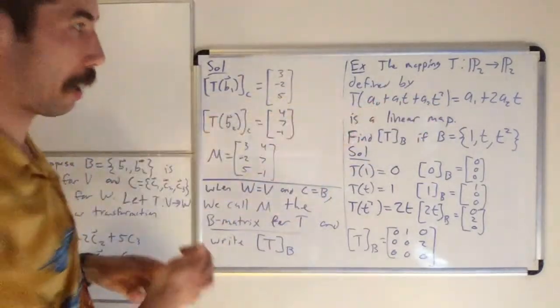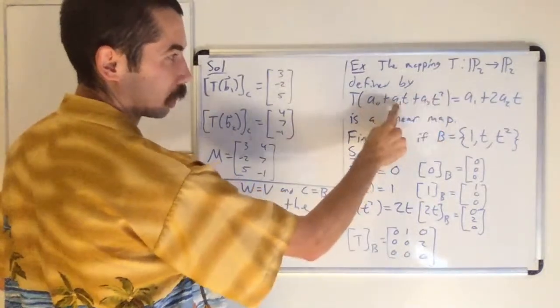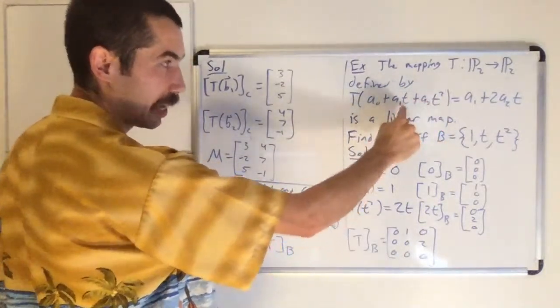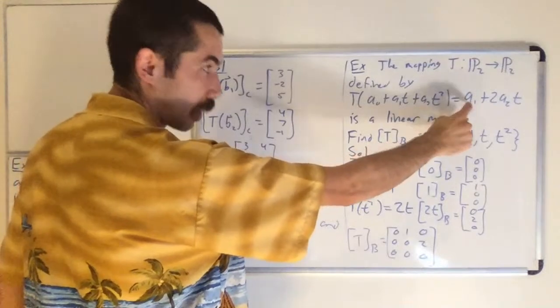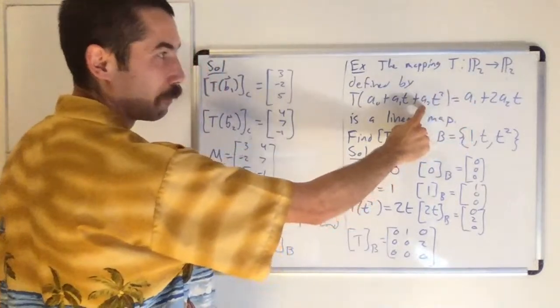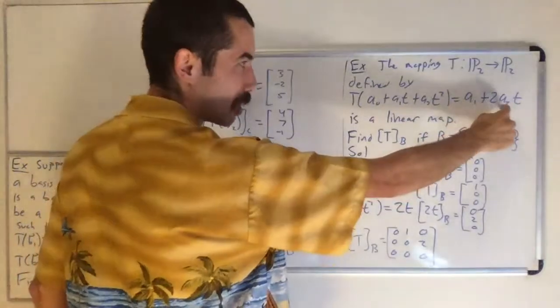Okay, so our map looks for the coefficient of t, that's our new constant term, and then it looks for the coefficient of t squared, and 2 times that is our new linear term.